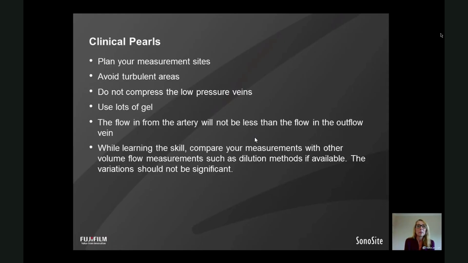So practice, compare it with other methods, and speak to other nurses who've maybe used it before, or go and visit your sonographers in your ultrasound department and see if they'd be prepared to sit with you to do some practice with them.